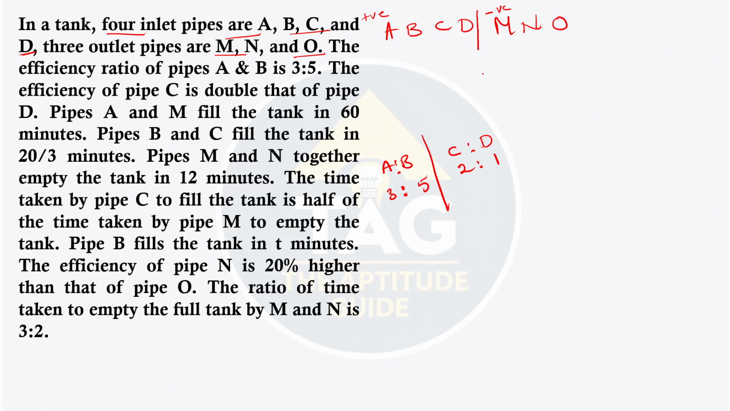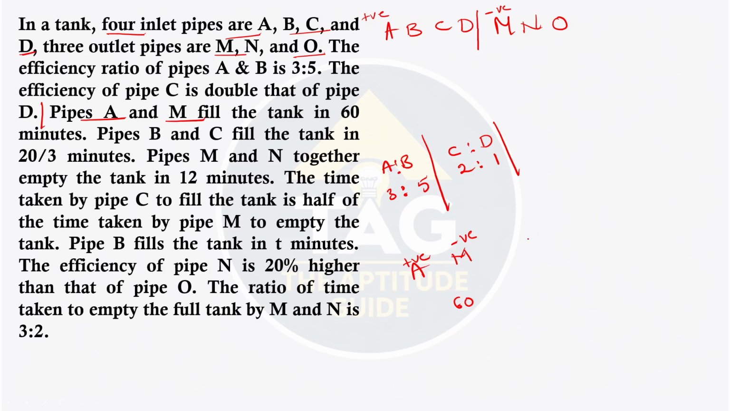Here there is no relation between A and C or B and C, so we cannot connect A, B, C, D for now. Let us look at the next one. Pipes A and M fill the tank in 60 minutes. So A is doing a positive work, M is doing a negative work. These two working together can fill the tank in 60 minutes.